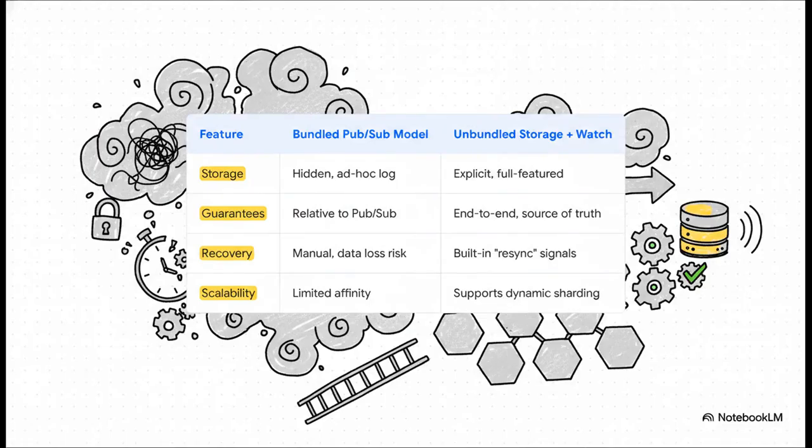This comparison just makes the benefits crystal clear. Look at this. With pub sub, storage is this hidden, flimsy thing. In the unbundled model, it's an explicit, full-featured database that you choose. The guarantees are now end-to-end, tied to the actual source of truth, which is what really matters. And check out recovery. We go from these manual, error-prone processes to built-in automatic catch-up signals. That's just a massive leap forward in reliability.